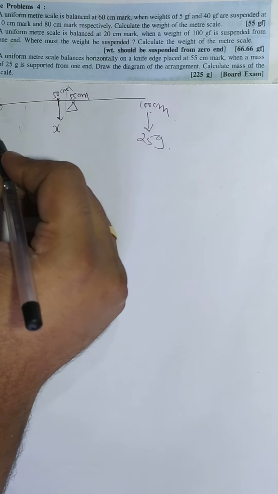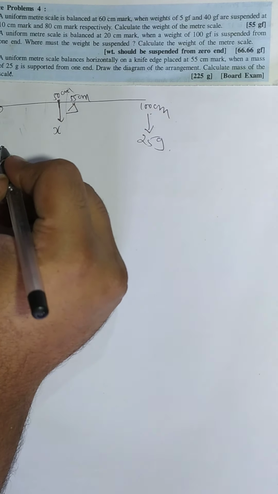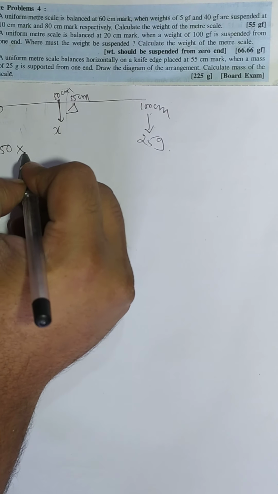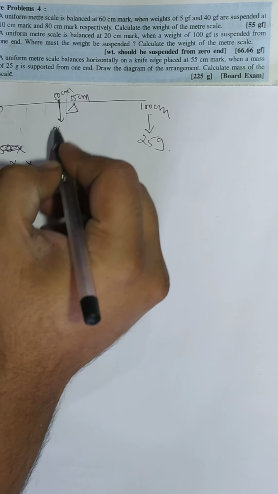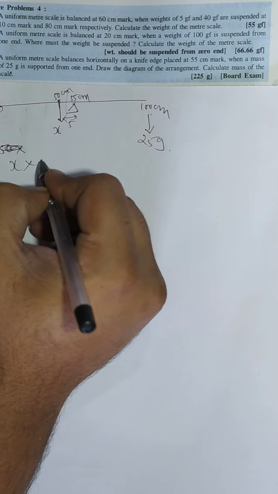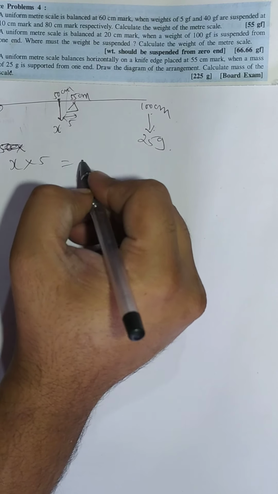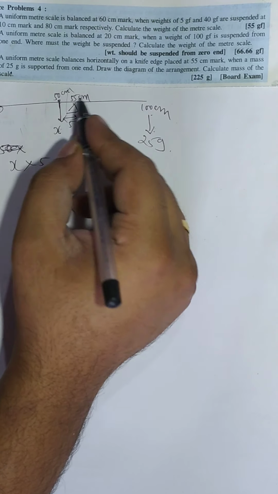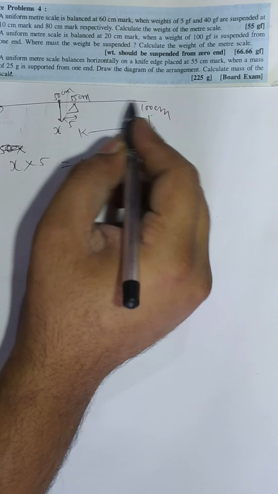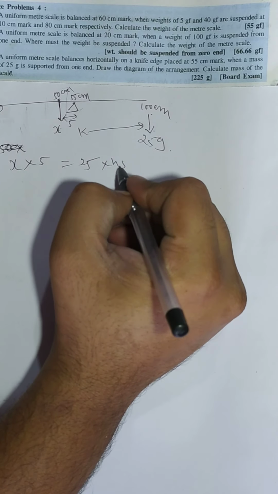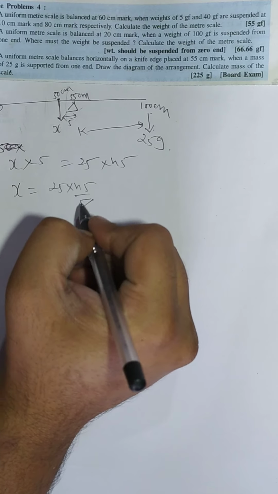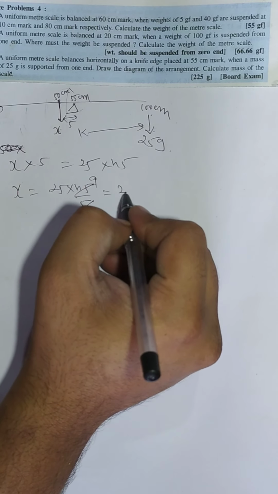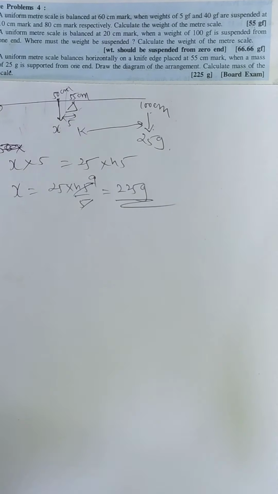Now again applying the principle of moments. Clockwise moment is equal to anti-clockwise moment. Force is X, perpendicular distance will be 5 centimeter. Again here the force is 25 grams and the perpendicular distance is 100 minus 55, which equals 45. So X will be equal to 25 into 45 by 5. If we cancel this, we get 25 grams. So this is the answer.